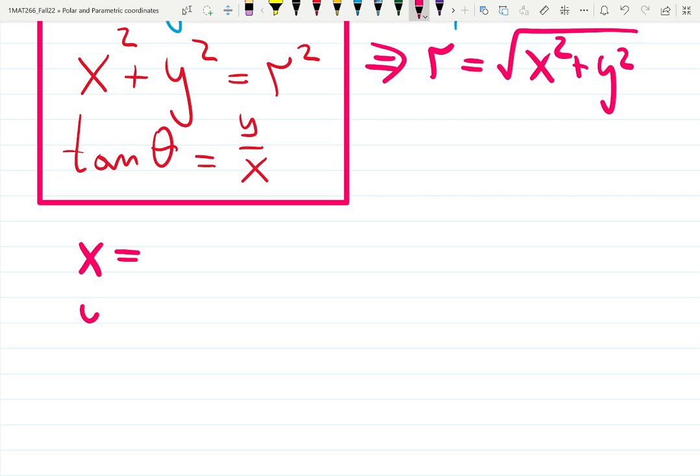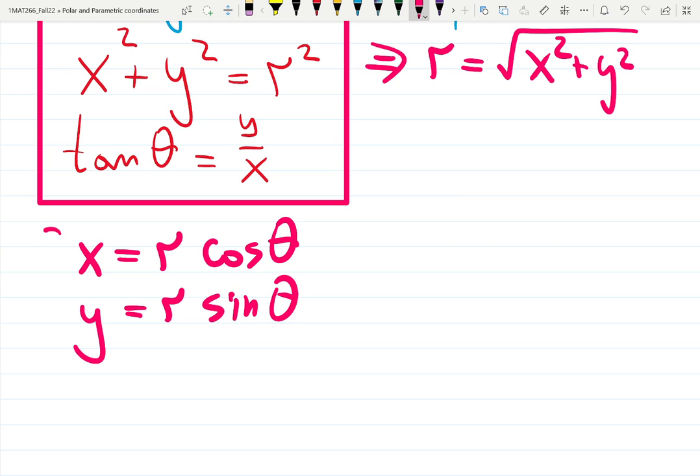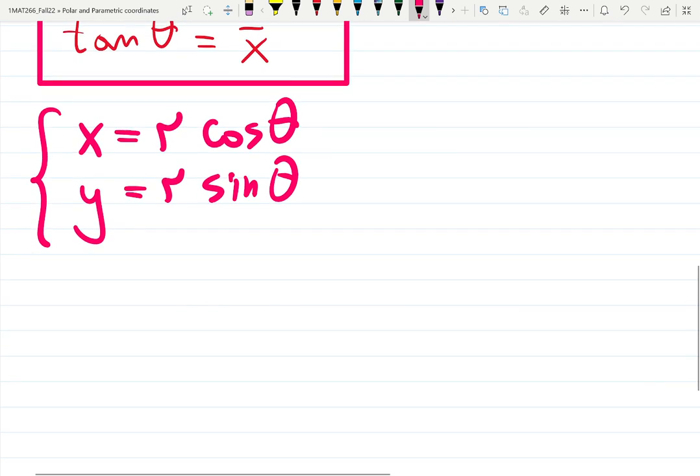x equals, y equals. You will recognize them from the exam we had recently. x equals r cosine theta, y equals r sine theta. R is the radius of the circle, theta is the angle, and from here we're going to be creating lots of things. So this is basically the most important formula.